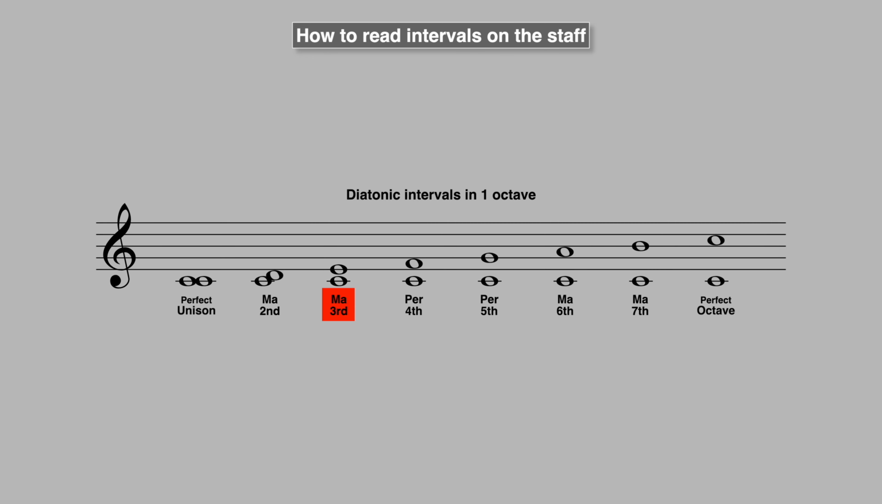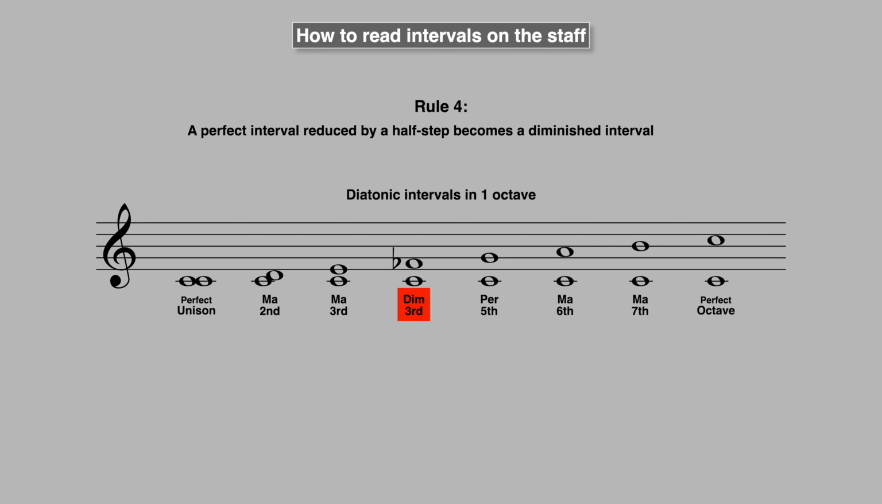Going back to the starting point, we can turn a major interval into an augmented interval by making it a half step larger. So let's add a sharp sign to the note E. Next, we'll use the perfect fourth interval from C to F as the starting point. A perfect interval can be turned into either a diminished interval by making it a half step smaller or into an augmented interval by making it a half step larger.